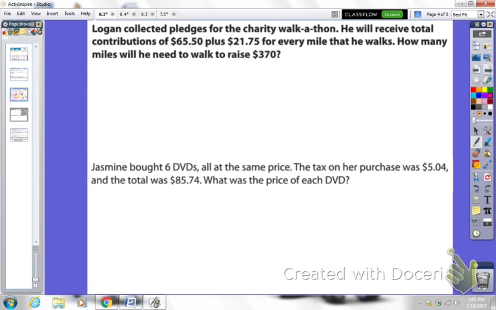Logan collected pledges for a charity walkathon. He will receive total contributions of $65.50 plus $21.75 for every mile that he walks. How many miles will he need to walk to raise $370? So my unknown is the question, how many miles will he need to walk? So my variable is going to be M for number of miles.